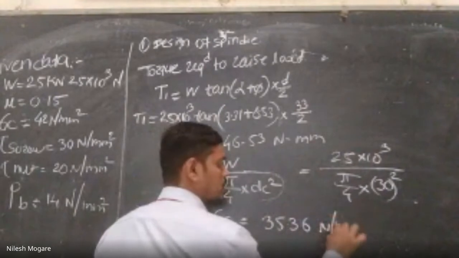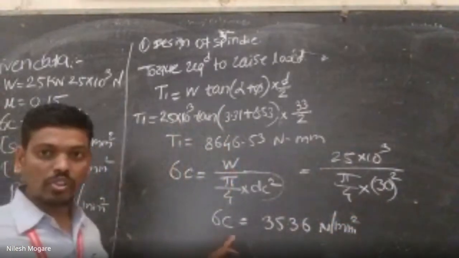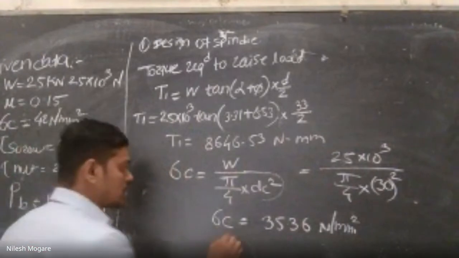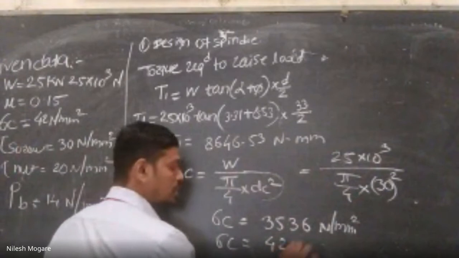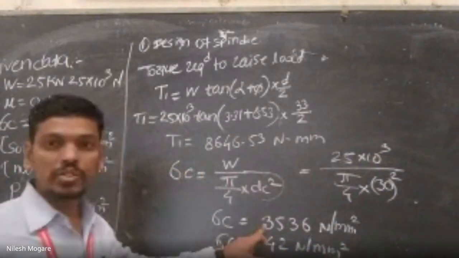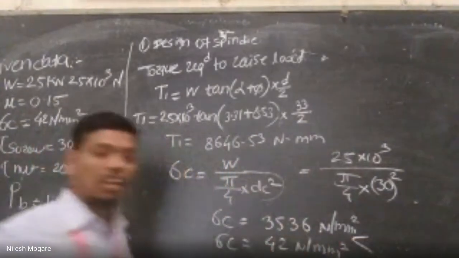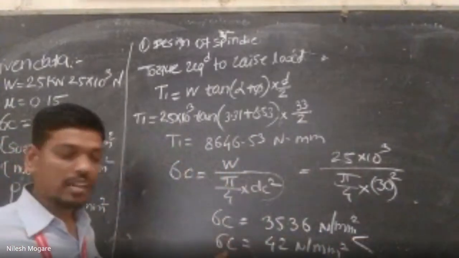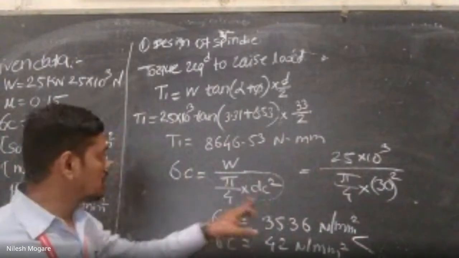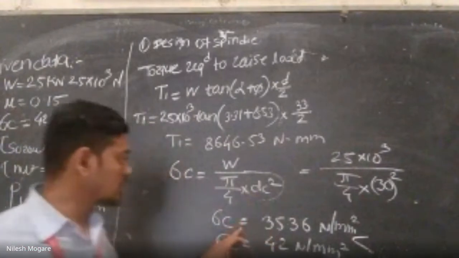Newton per mm square. So that is the induced compressive stress, and the allowable compressive stress they give us is equal to 42 Newton per mm square. So induced compressive stress is less than the allowable compressive stress. So that's why our design is safe. So this is sigma c, that means the compressive stress.